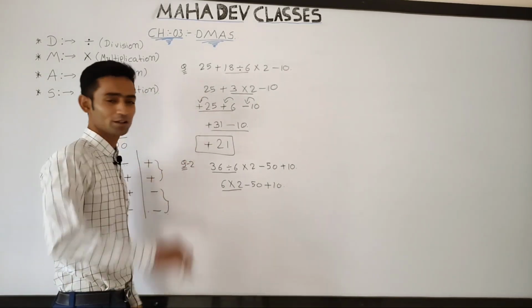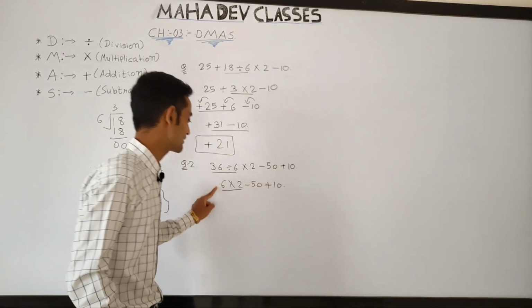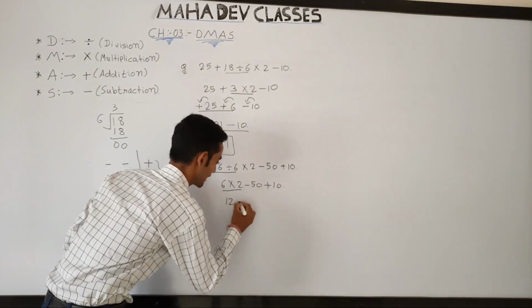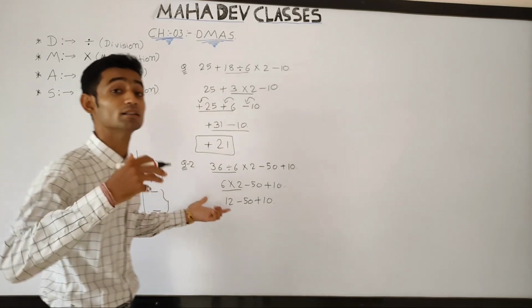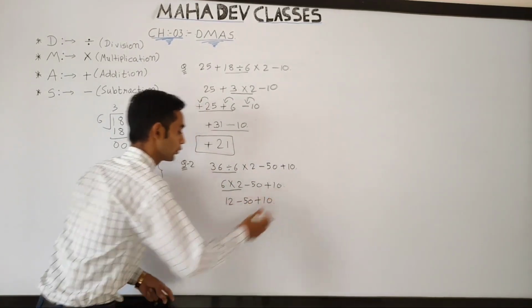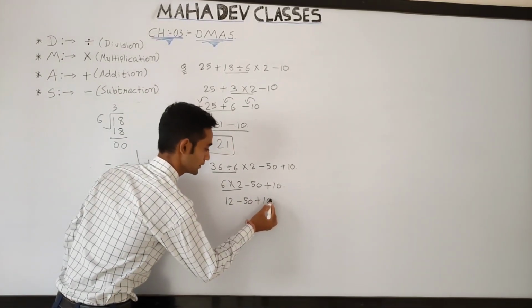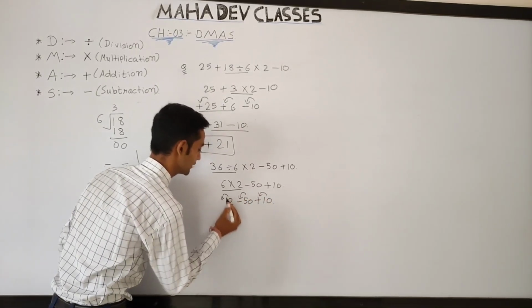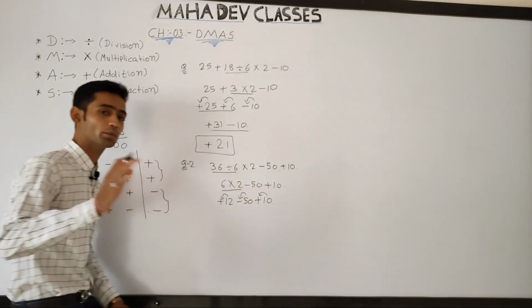So you have to do the process of multiplication between 6 and 2. So what you will get is 6 2s are 12. Okay, so 12, now minus 50 plus 10. Now there is no other sign of multiplication and division, so we have to follow this rule now. First of all, see this 10 is plus, this 50 is minus, and this 12 has no sign. Okay, so it means it is a plus 12.